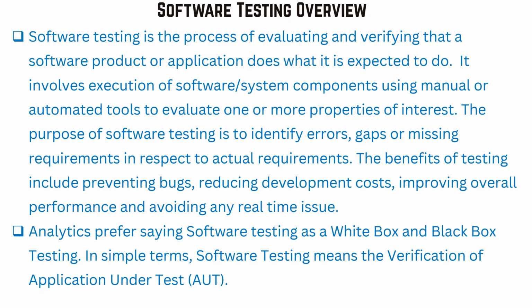Okay. So you can do any kind of testing, manual or automation, that does not matter, but the overall testing objective is still the same. The benefits of testing are preventing bugs at the earliest stage, reducing the overall development cost, improving the overall performance of the software, and avoiding any real-time issue. There are two important kinds of testing available to test the AUT, or application under test. One is called black box and the other white box. For black box you do not require much language knowledge. That is kind of UI level testing. But for white box you require some knowledge, and you can do the testing at the code level as well.